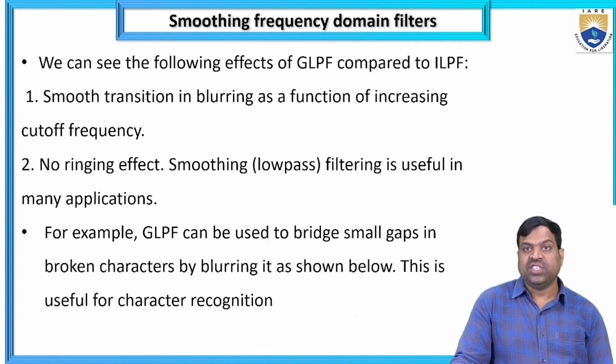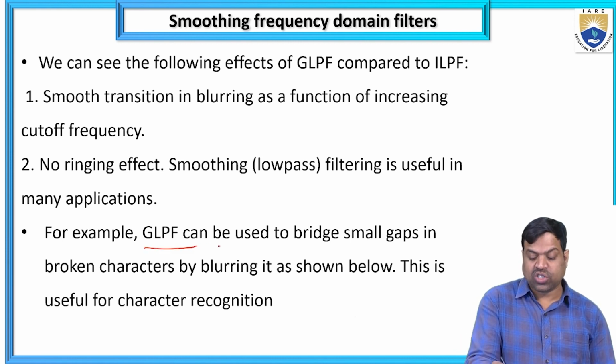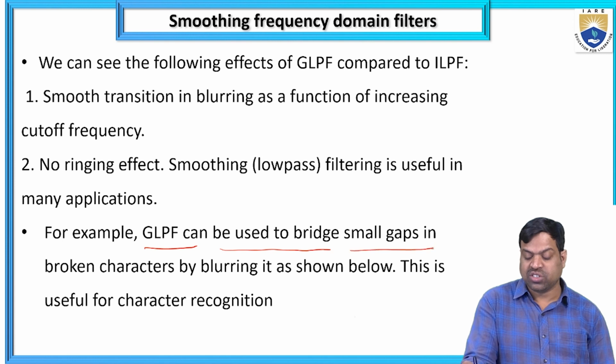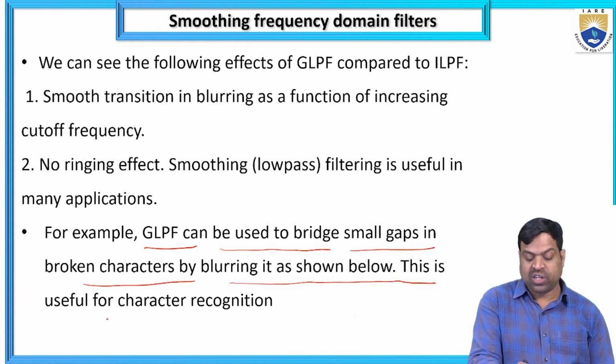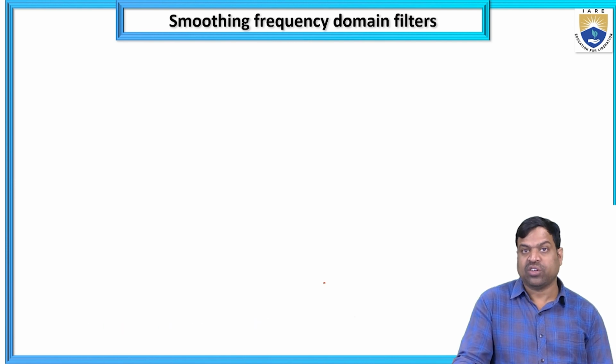We can see the following effects of the Gaussian low pass filter compared to the ideal low pass filter: smooth transition in blurring as a function of the cutoff frequency, and no ringing effect. Smoothing low pass filters are useful in applications. For example, the Gaussian low pass filter can be used to bridge small gaps in broken characters by blurring, as shown below. This is useful for character recognition.